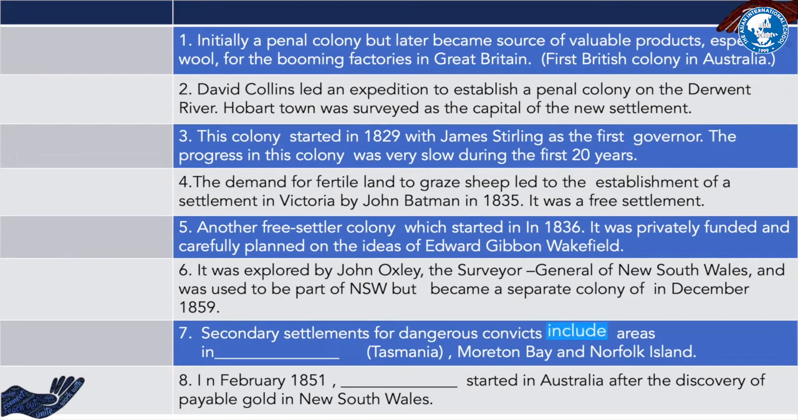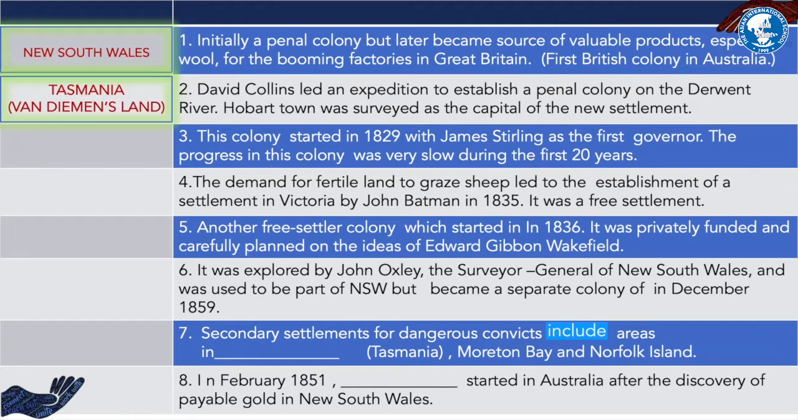Okay, now let's check your answer. For number 1, it's the first British colony in Australia. What's that? Okay, that's New South Wales. Okay, let's move on to number 2. David Collins led an expedition to establish a penal colony on the Derwent River, and Hobart Town was surveyed as the capital of this new settlement. The correct answer is Tasmania, or Van Diemen's Land.